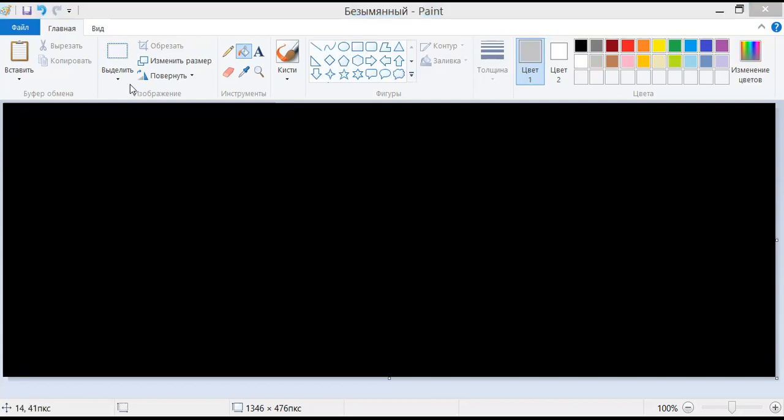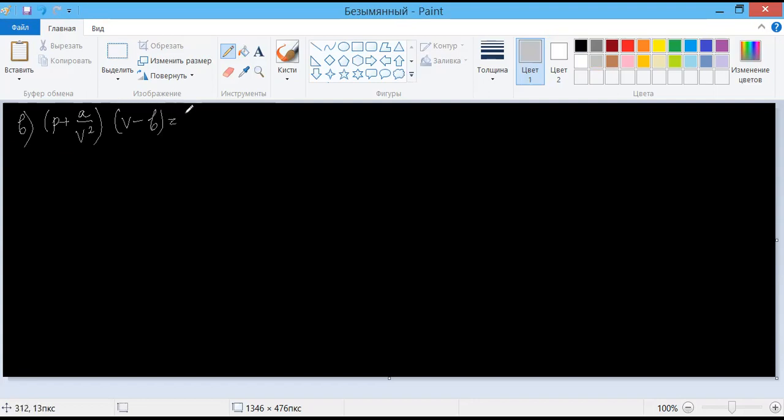So it's B. It's B. Now, what can we say? First of all, let's write down the equation of state for van der Waals gas. It's P plus A over V squared times V minus B, that equals R times T.